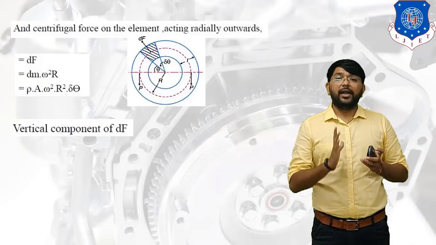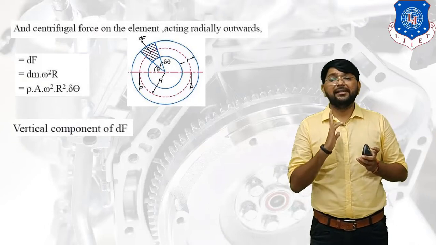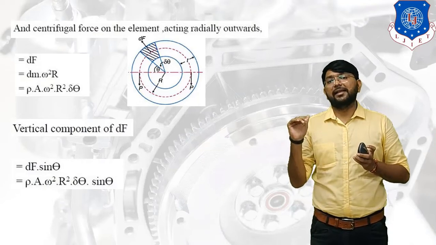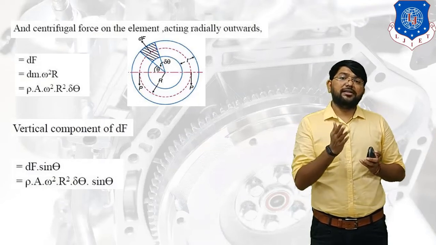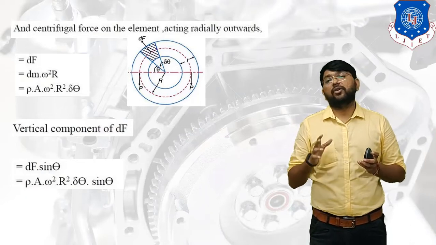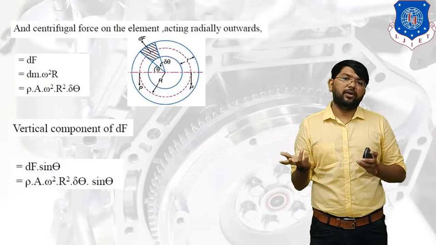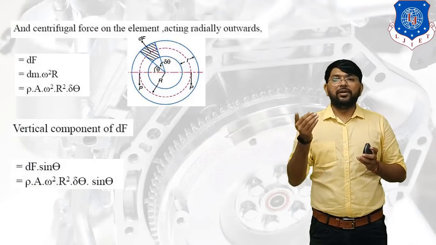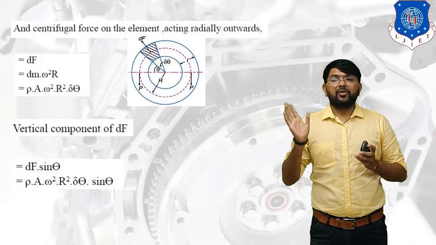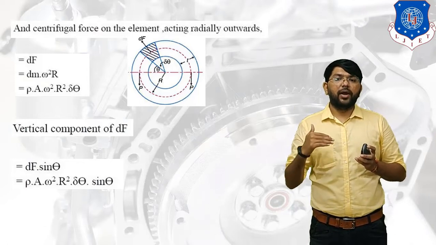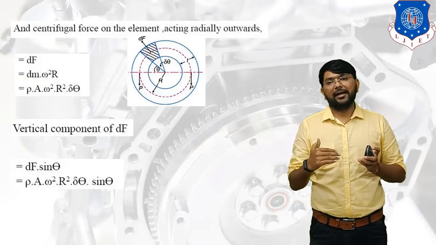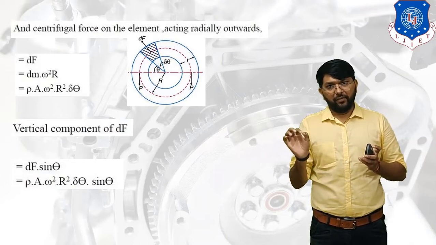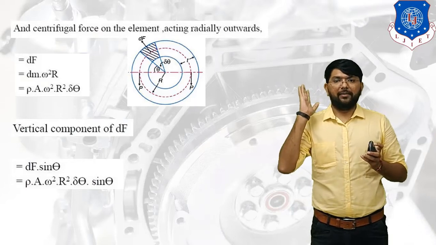Now what is the vertical component of centrifugal force? That is dF sin theta. Clear? And the horizontal component of centrifugal force is dF cos theta. In this case we have to consider the vertical component of centrifugal force. So the vertical component is dF sin theta, and we have to put the value of dF over here. So the equation is converted in the form of rho A omega square r square delta theta sin theta. Clear? So this is the equation for the vertical component of the centrifugal force.